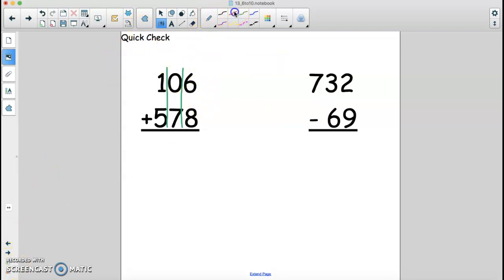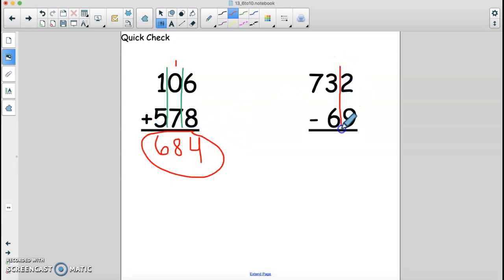All right, hopefully you got 6 plus 8 is 14. Carry your 1. 1 plus 7 is 8. 5 plus 1 is 6. So your answer is 684.